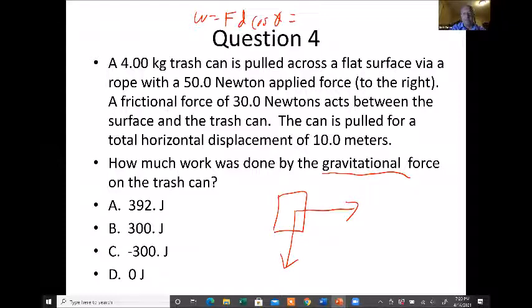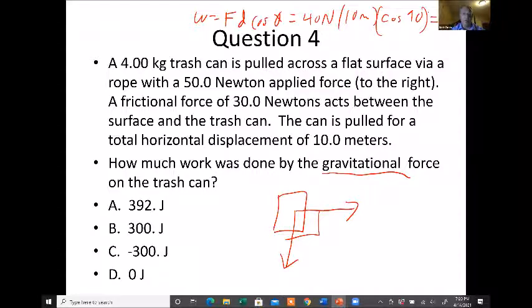The force would be the force of gravity, which would be the weight. So it would be 4 kilograms times g. It would be 40 rather newtons. The distance, 10 meters. But in this case, we're looking at the angle between our displacement and our force, and that's 90. And if you take the cosine of 90, I think you guys know what you get. You get 0. So cosine 90, or we could think of it as 270, either one works. And we end up with 0 work.